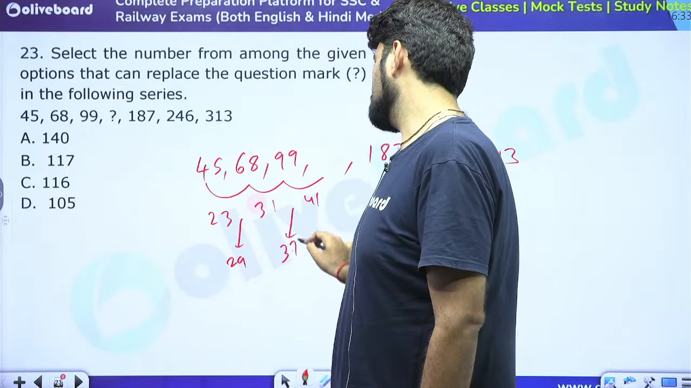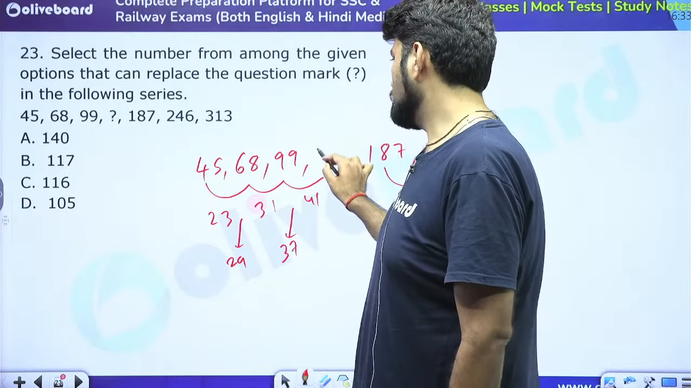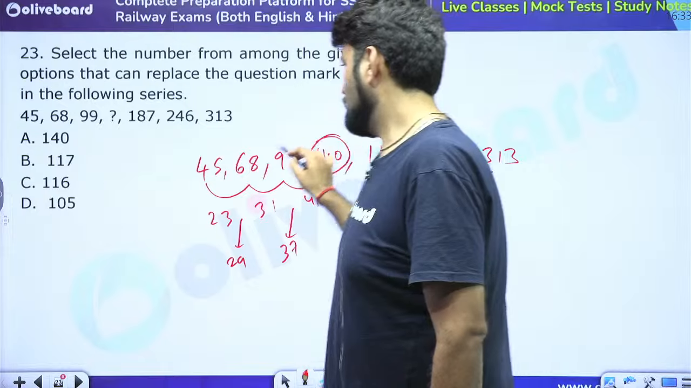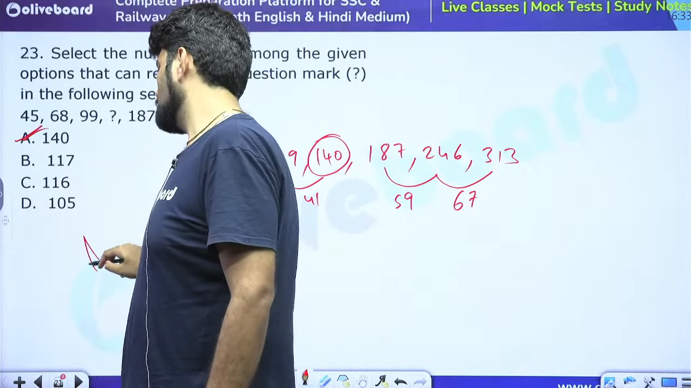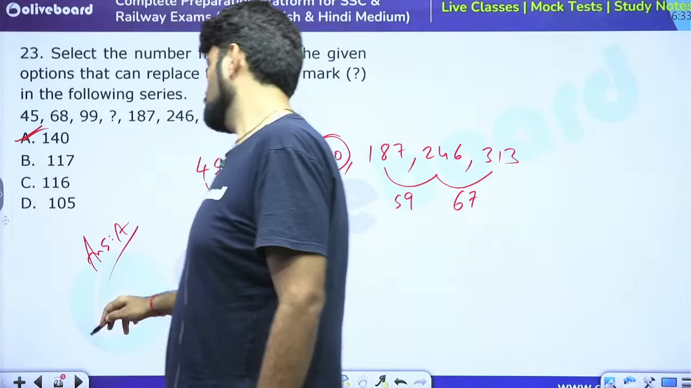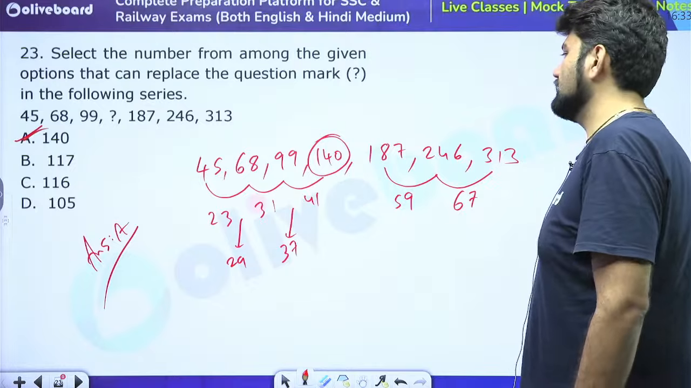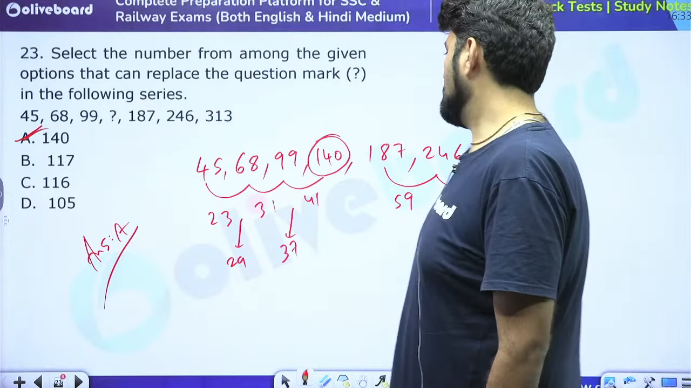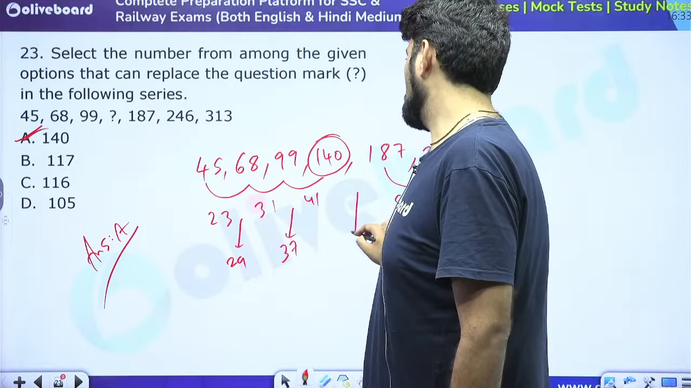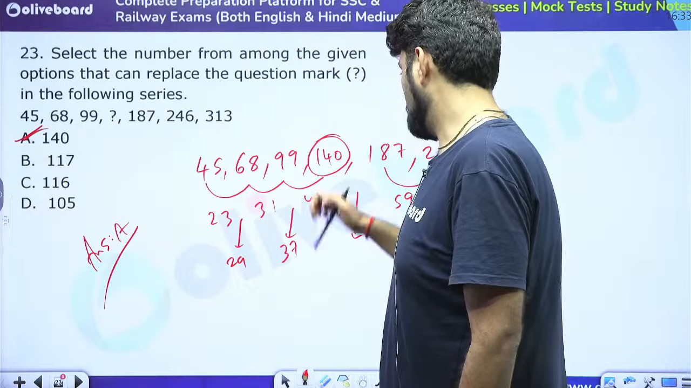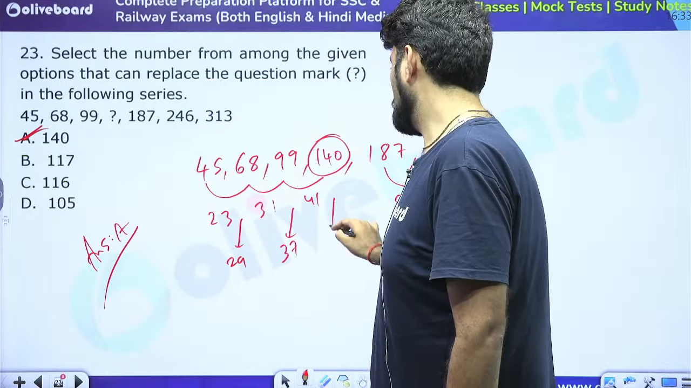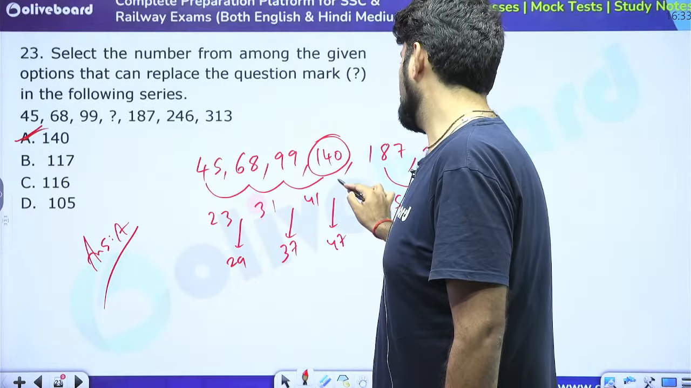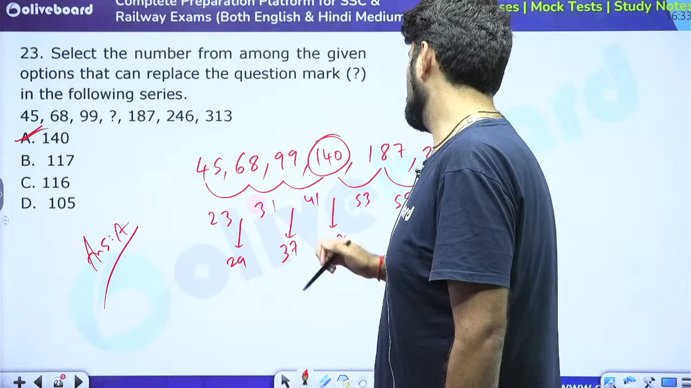Okay, we'll miss 37. So 99 and 41 is 140. And I think that's there. So that's the logic. We are skipping one prime number in between and adding the remaining prime numbers. Okay. So we'll skip 47 here, and we'll have the next prime number, which is 53.